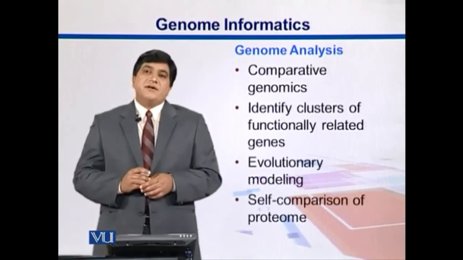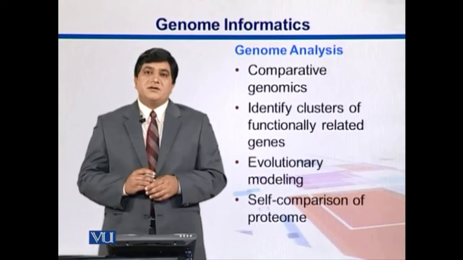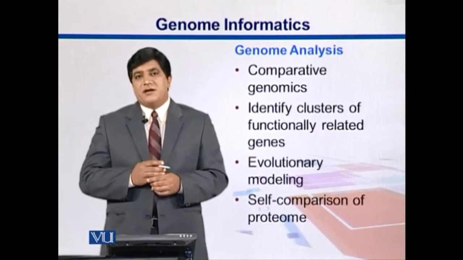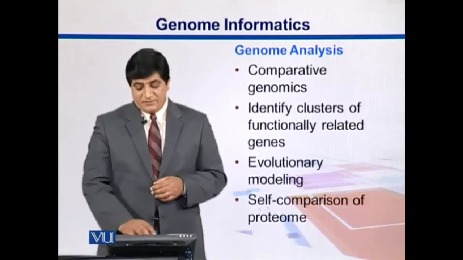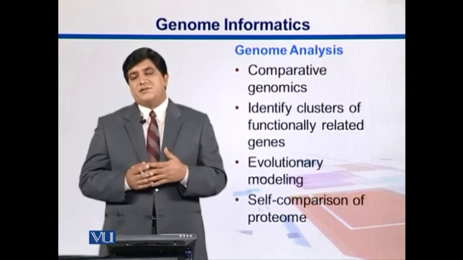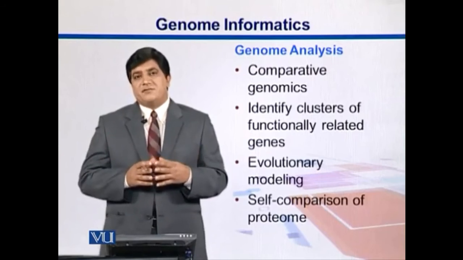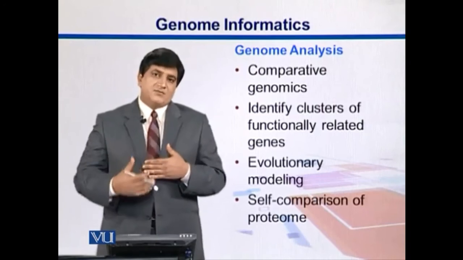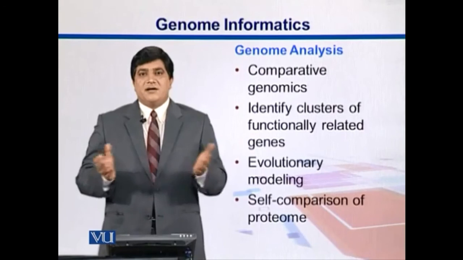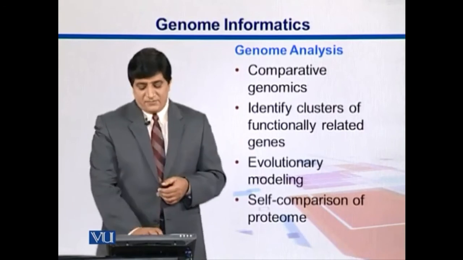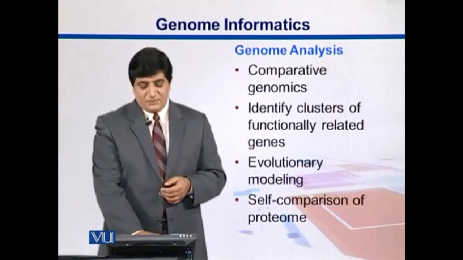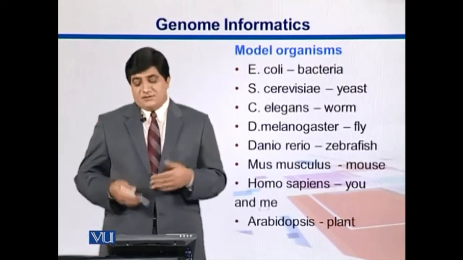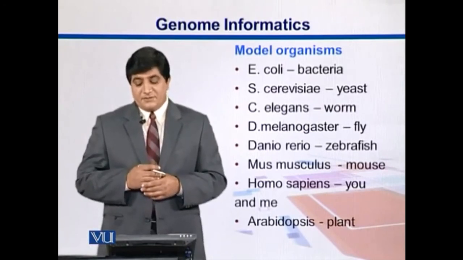Sometimes we are interested in finding genes which are duplicated within the same organism. In order to do that, we do a self comparison of the proteome. The proteome is the collection of the proteins derived from those genomes. So the whole collection of one organism's proteins can be called the proteome. We can compare it with itself, and then find those sequences which are duplicated in it.